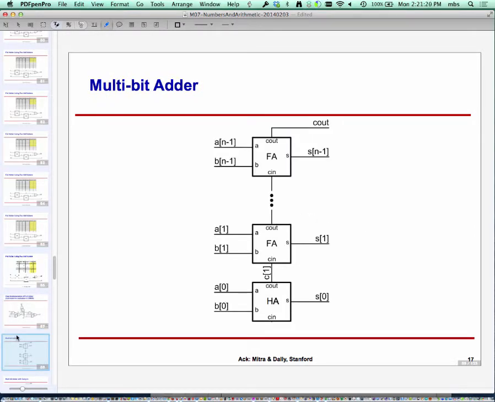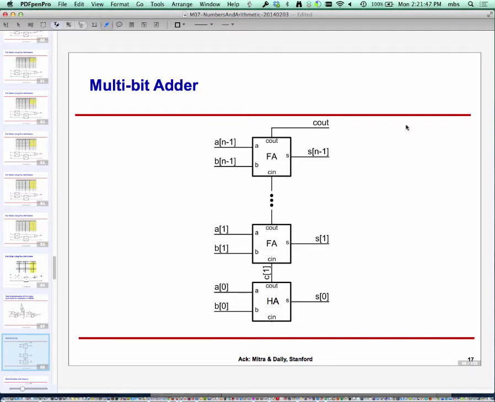Now, how can we do multi-bit addition? We already saw 2-bit addition, when we were thinking of the full adder in terms of 2 half adders, we were really adding pairs of bits, some in 1's position, some in 2's position. But a more general multi-bit adder is very much like when we add decimal numbers.